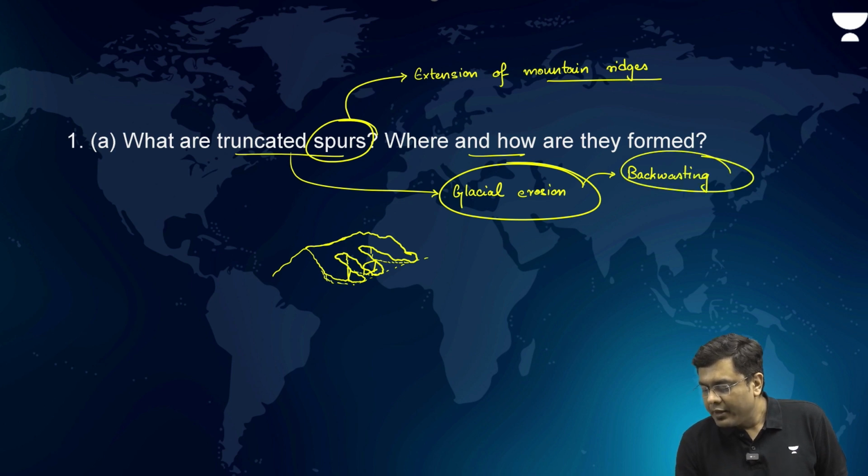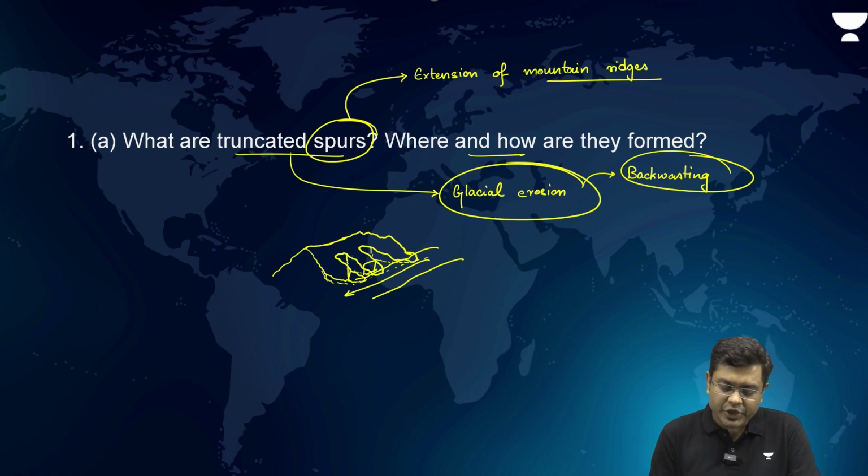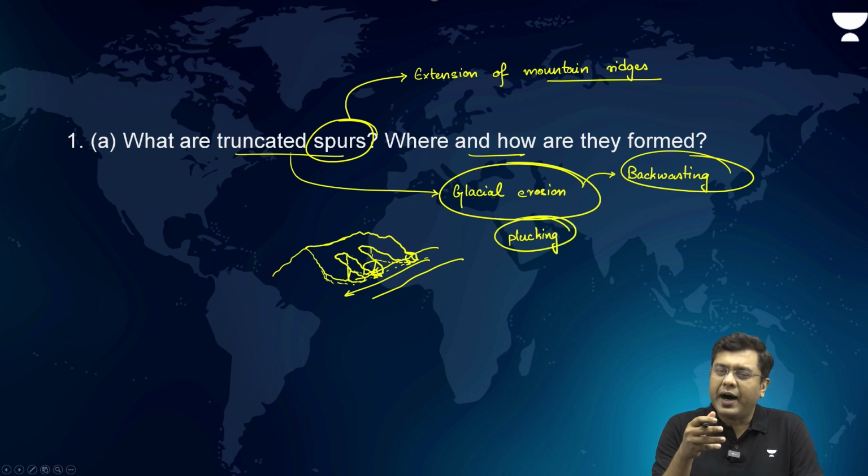whereby slowly and steadily, let's suppose here you have the glacial movement. Now, as the glacier moves in this direction or any direction, slowly and steadily it will carry out the erosion of these spurs by the process of plucking action, right? Plucking is where the rocks are abraded and the rocks are eroded by the glacial action. And as a consequence of that, you have the truncated spurs.